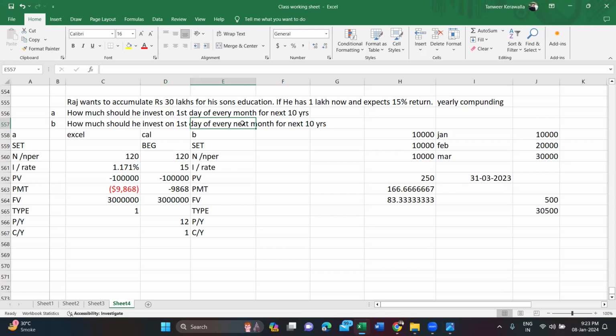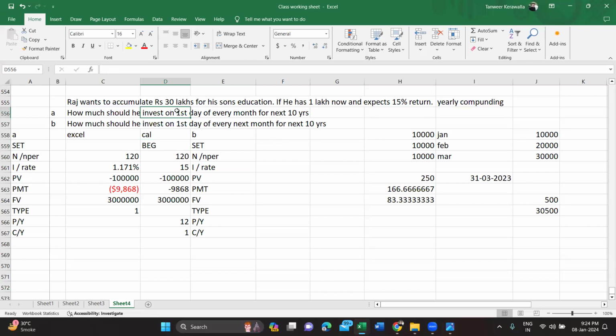You may interpret it as something like one month January, then March, but what they meant to say here was, on the first day of every next month, that means if I am today in January, I will start next month, the first of February, then first March. So basically, on the first of every next month means the end of every month. That means the mode we change from beginning to end mode. That's the only difference that will happen.